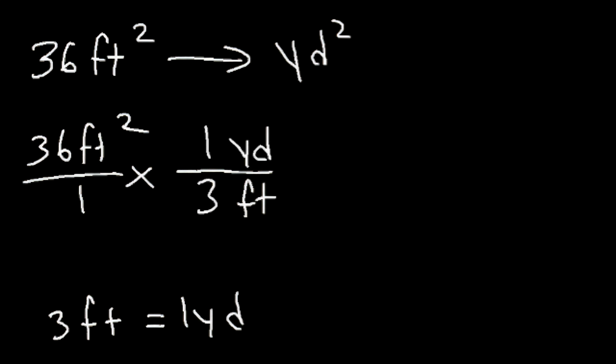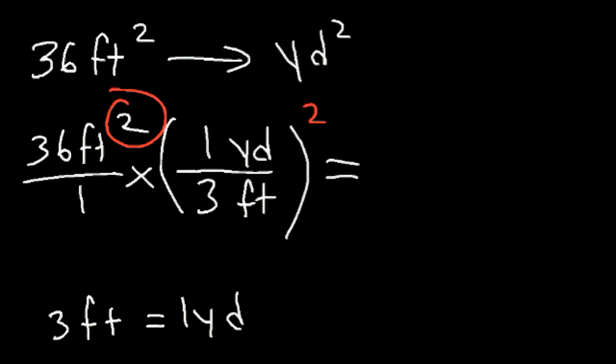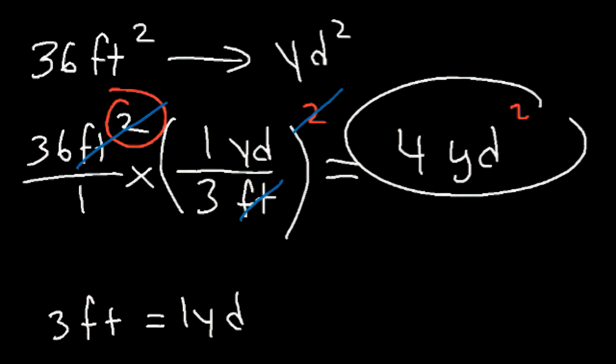So we know there's 3 feet in 1 yard, but because we have a square here, we need to square it. So we need to divide 36 by 3 2 times, or by 9. 3 squared is 9. So the unit feet squared will cancel, and we're going to get yards squared. So 36 divided by 3 is 12, and 12 divided by 3 a second time is 4. So it's 4 square yards. This is the same as 36 divided by 9, which is 4.